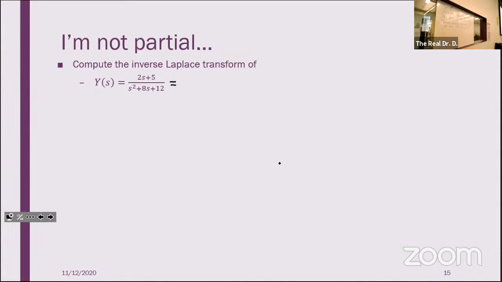So I'm going to take this, and I'm going to leave 2s plus 5 on the top, but I'm going to factor my denominator. If you factor it, you end up with s plus 2 times s plus 6. Which means we have poles at -2 and -6. So great. Distinct real roots, distinct real poles.